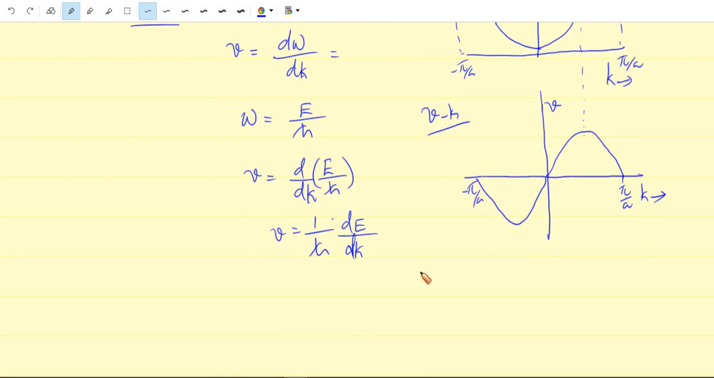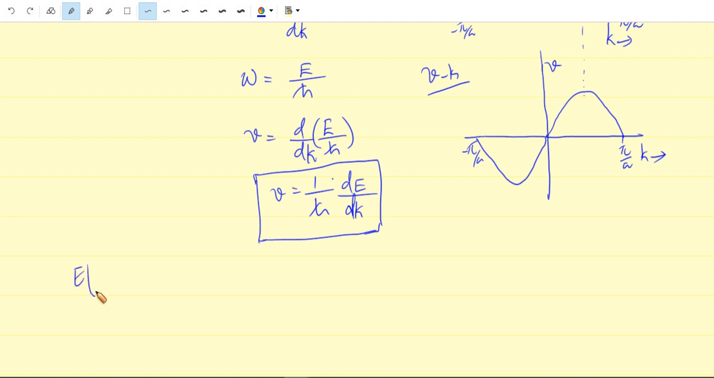Next, this is the velocity. This is a very important equation for the velocity of an electron in a periodic potential. If we know the energy as a function of wave vector, then we can find the velocity of the corresponding particle using this equation.